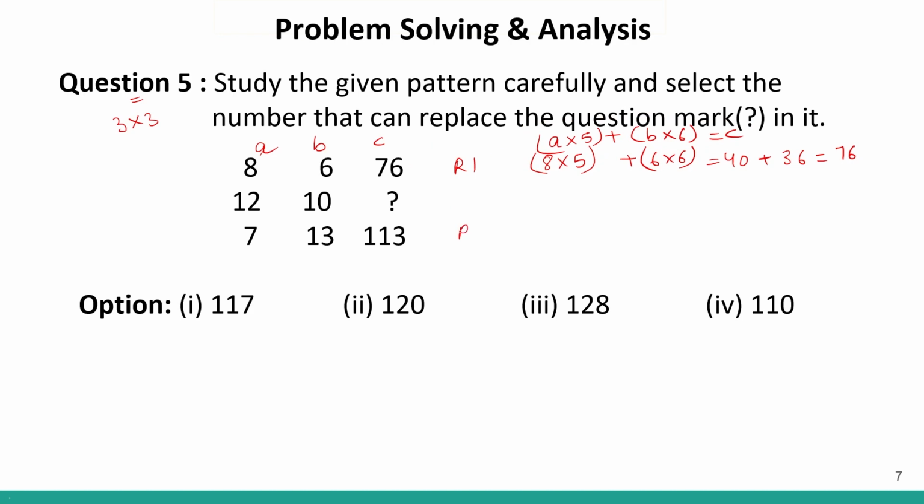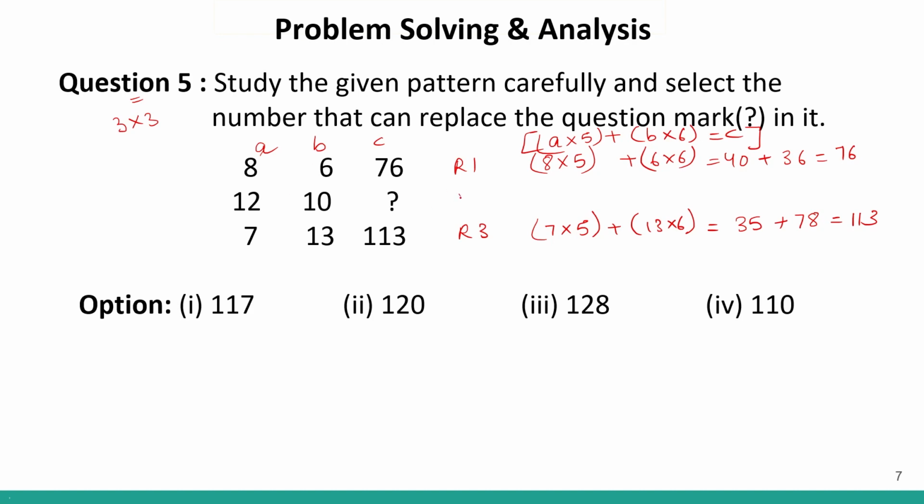Now, let us try for row 3 as well. Row 3, A is 7. So 7 into 5 plus 13 into 6 should give me 113. So 7 5s is 35. Similarly, 13 6s is 78. And when I add them, I'll get 113. So here also, for row 3, this logic, that is A into 5 plus B into 6 equals C, is following. Correct?